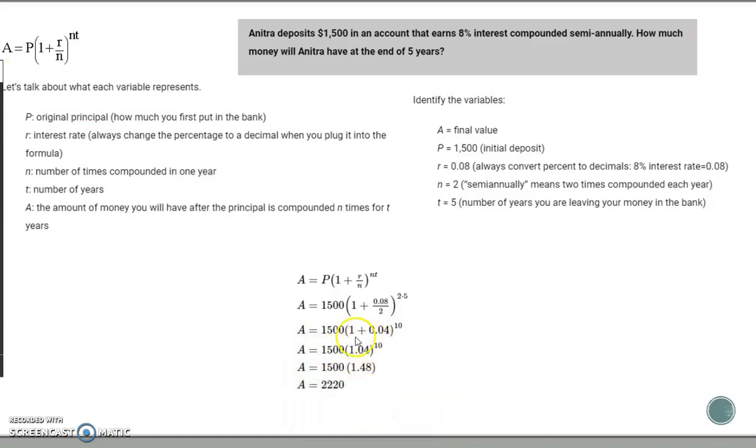Okay, so 1.04. Then in your calculator, you're going to do 1.04 to the 10th power. You get this answer. And finally, you multiply it by your principal. So that means at the end, I will have $22,220 in the bank.